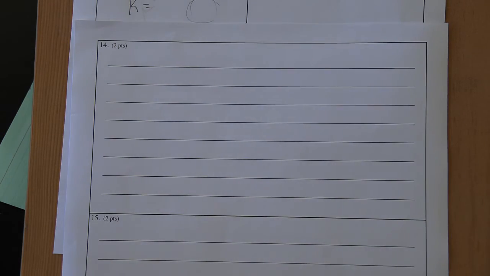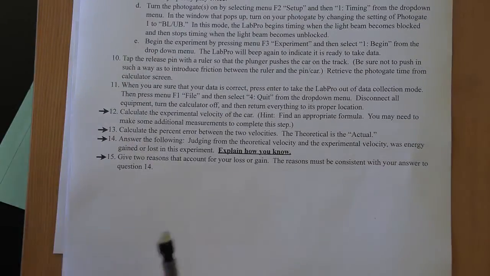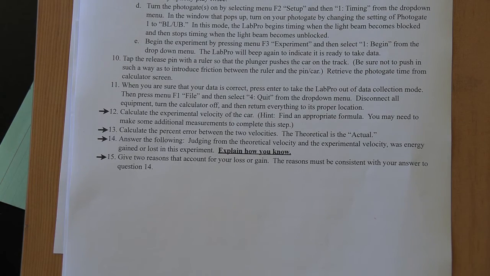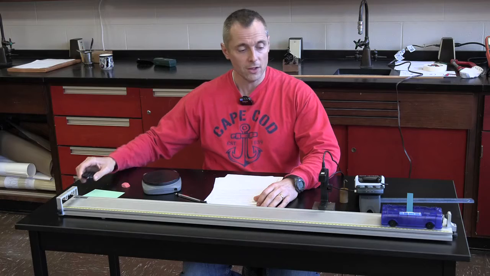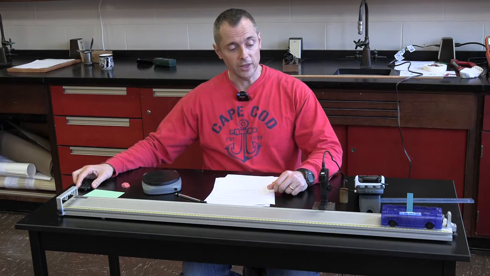And then 15 says, give two reasons that account for your loss or gain. The reasons must be consistent with your answers to question 14. So what I'm going to do to help you figure this out, I'm going to reconfigure the camera so you could see the original setup, so I can talk about some possible sources of error. Okay, so here's my original setup.